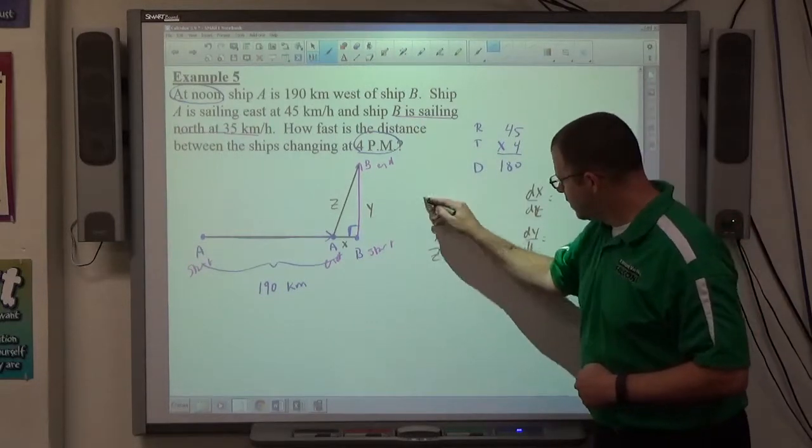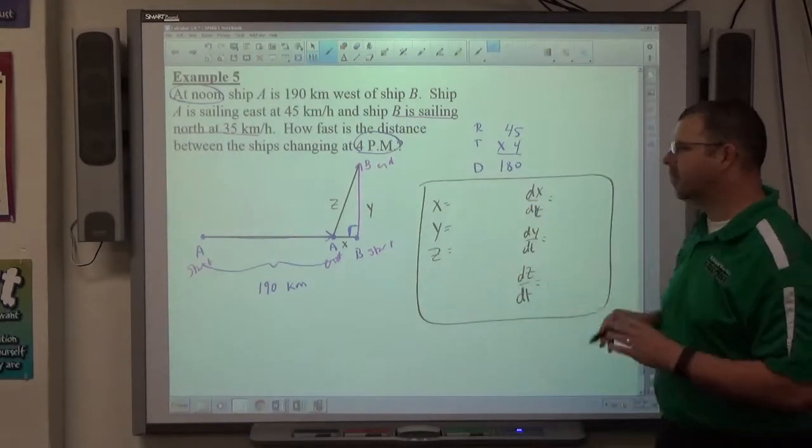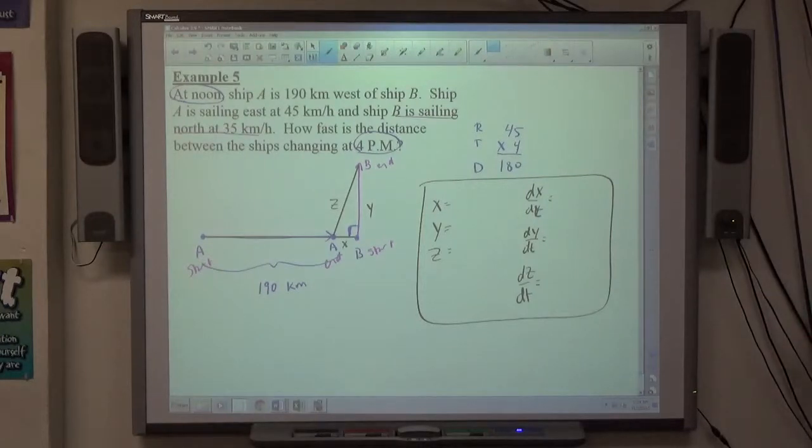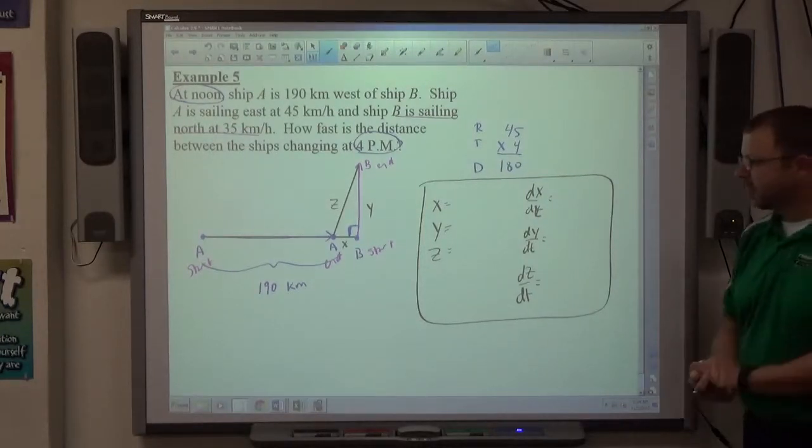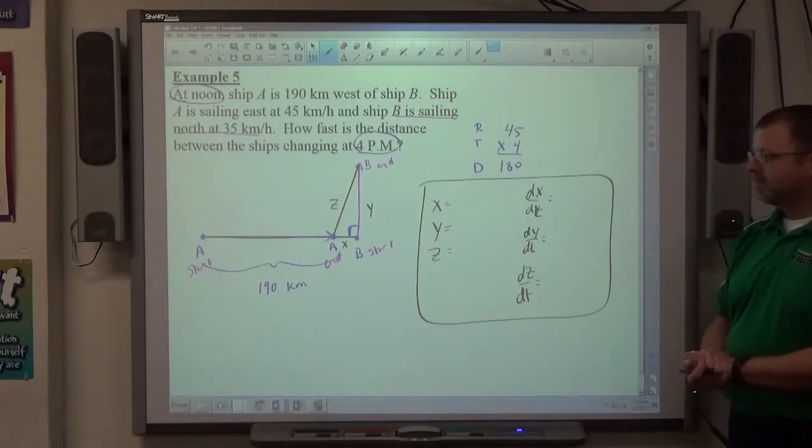All right. These are the boxes I have to fill in, and of course I have to get a relating equation. Let's start with the relating equation because that's easy. What's the relating equation? X squared plus b squared equals c squared.